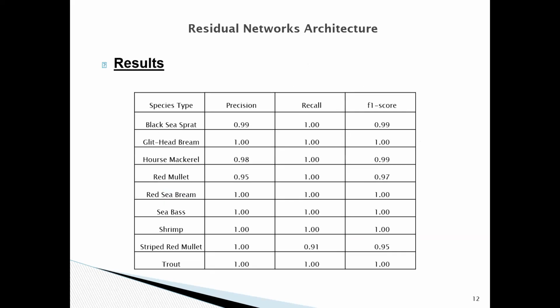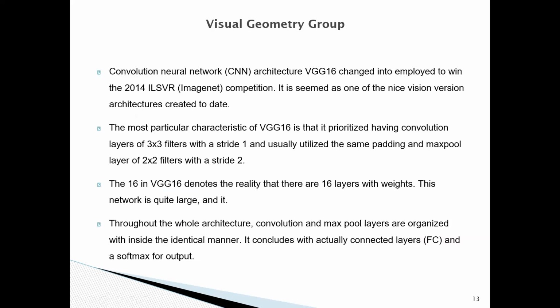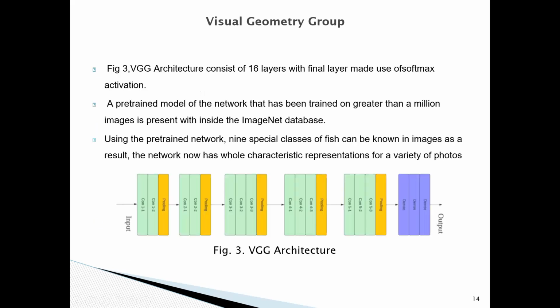This is the result we got from the residual neural network: the precision, recall, and F1 score of the different species, around 9 species. Now coming to VGG. VGG was the runner-up in the 2014 ImageNet competition. It normally consists of 16 layers with a flatten and a dense layer at the end, after the pooling layer.